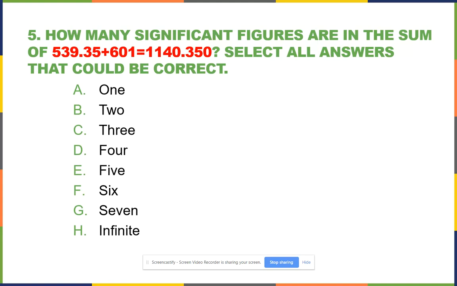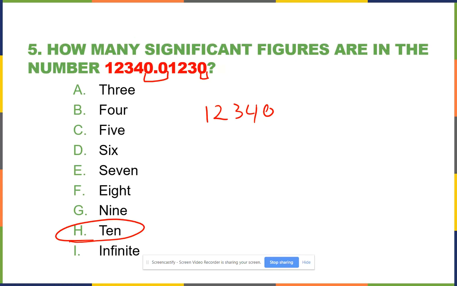If it was 1, 2, 3, 4, 0, any of those answers are correct? No. If it was this, then it could have been infinite, 4 or 5.